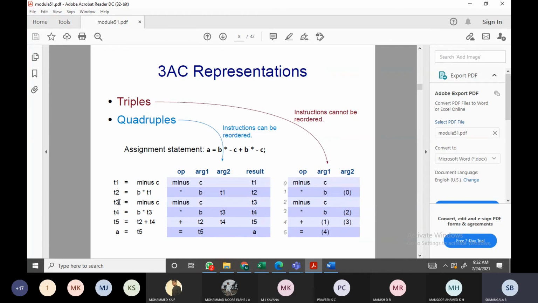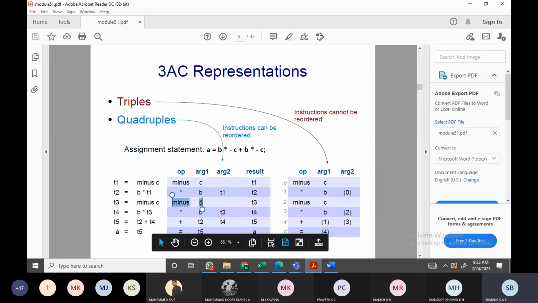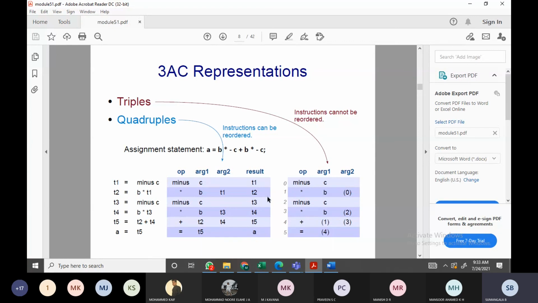Then you consider t3 is equals to minus c. Same thing, the operator is minus, so you write under the operator column this minus. Then what operand do we have? Only one, that is c. So you write it under the argument 1 column. Then t3 is the destination, or the result. So you write t3 under the result column. Is this clear? Take down this one.